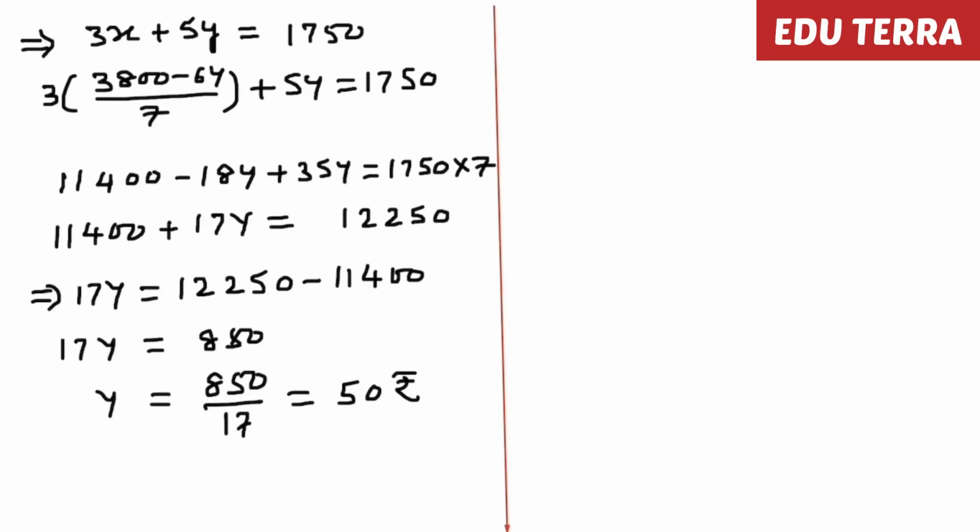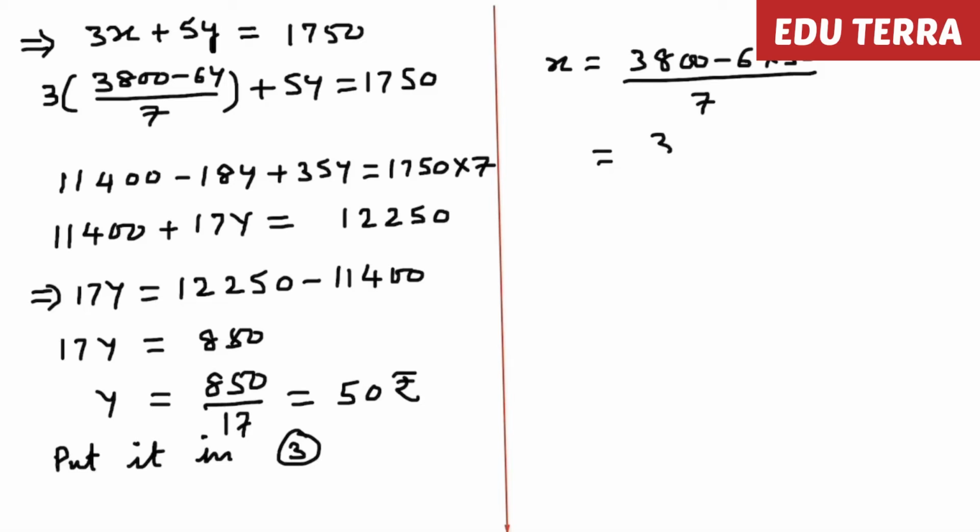Okay, what was y? Cost of one ball. Now substitute y equals to 50 in equation number 2. So here it will come 3,500 upon 7. 7 5s are 35 and 0.